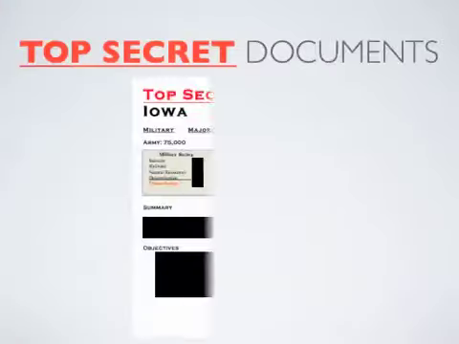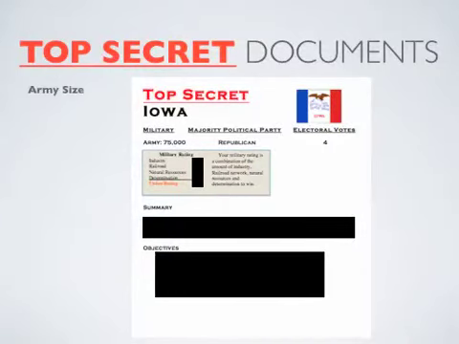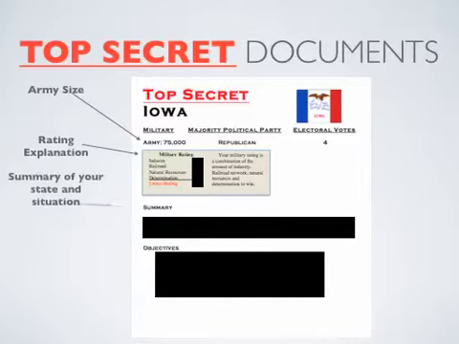The top secret documents for each state tell the student how big their military is, their political party of their state, and their electoral votes. The rating of their state's army is also explained, the summary of their state's situation, and also the goals and objectives that that state would like to achieve in the simulation.